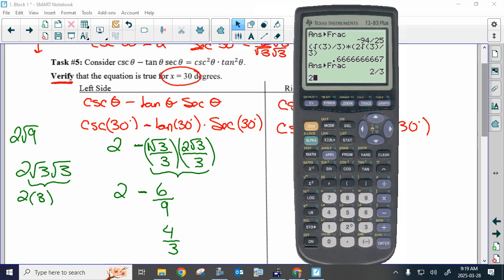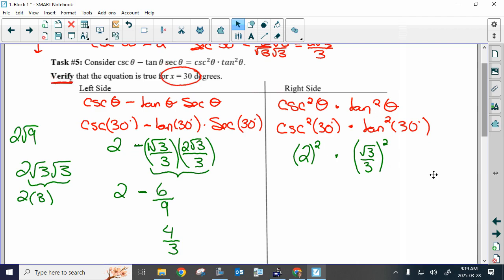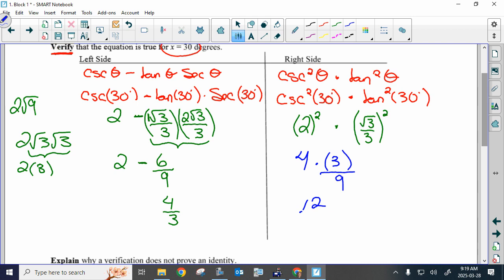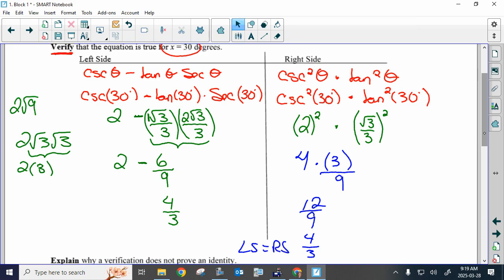And then 2 minus that answer. Oh my gosh, but this is radical work from grade 10 or grade 11, right? We know that 2 squared is 4. Root 3 squared would be 3, all over 9. So this becomes 12 over 9. What does 12 over 9 simplify to become? 4 thirds. Left side equals right side.